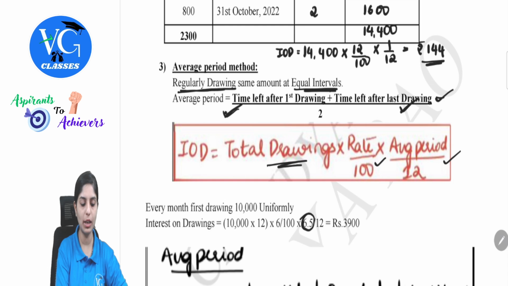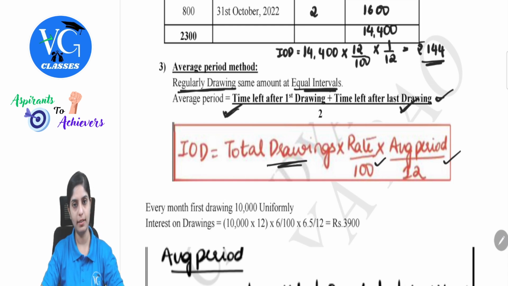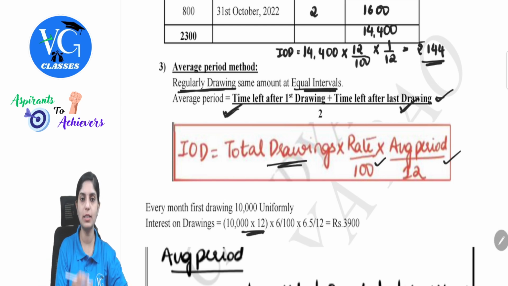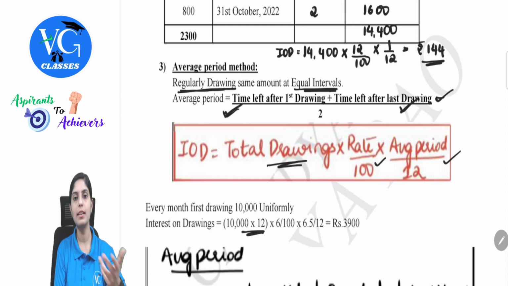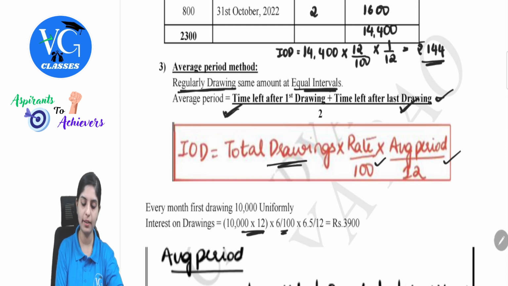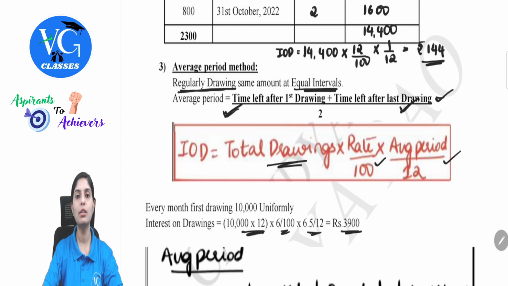6.5. So what is the formula? Total drawings into rate by 100 into average period divided by 12. Total drawings 10,000 every month, so there will be 10,000 into 12. This gives us the total drawings into rate of interest. Let's understand the rate to be 6%, so 6 by 100 into average period divided by 12, which is 6.5 divided by 12. So this gives us interest on drawings as 3,900.